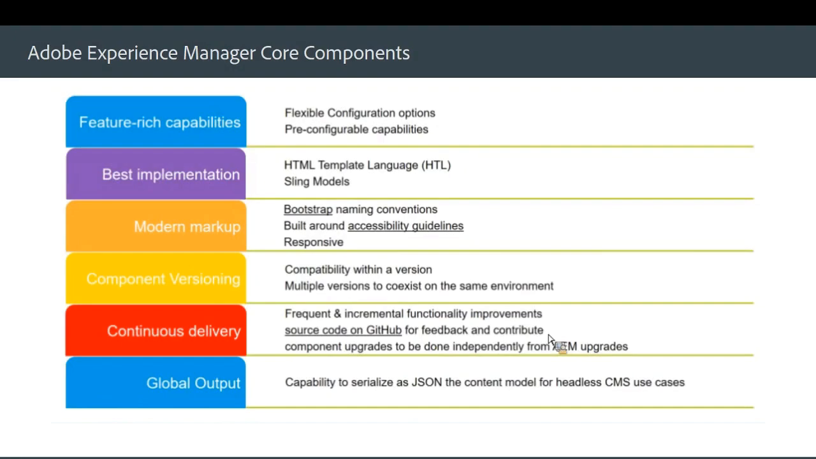So let's take a look at some of the features of Core Components. They offer flexible configuration options. They offer best implementation. Core Components are built on HTL, which is also known as HTML Template Language. They are also built using Sling models. Core Components offer modern markup, so they use Bootstrap naming conventions built around accessibility guidelines, and they are responsive.